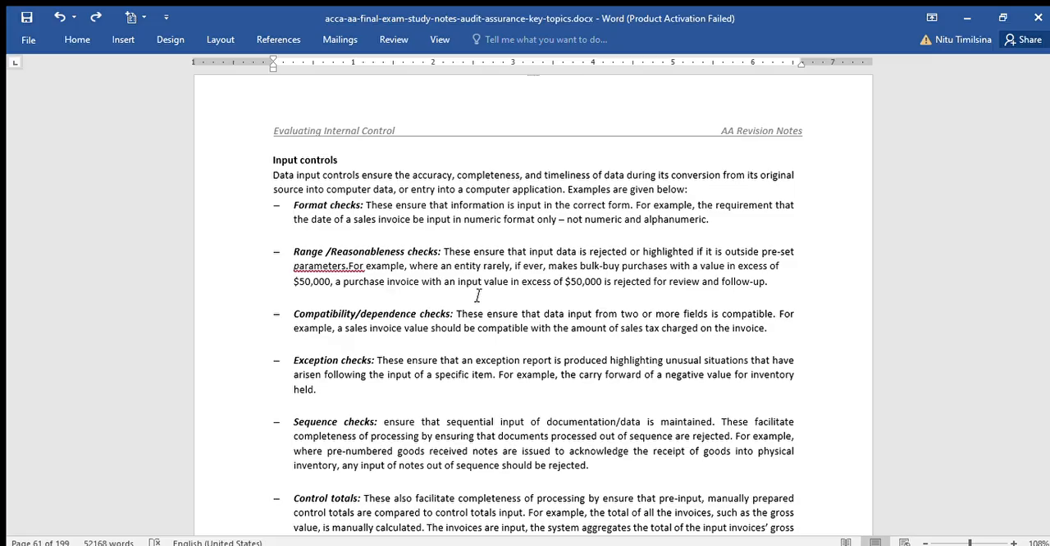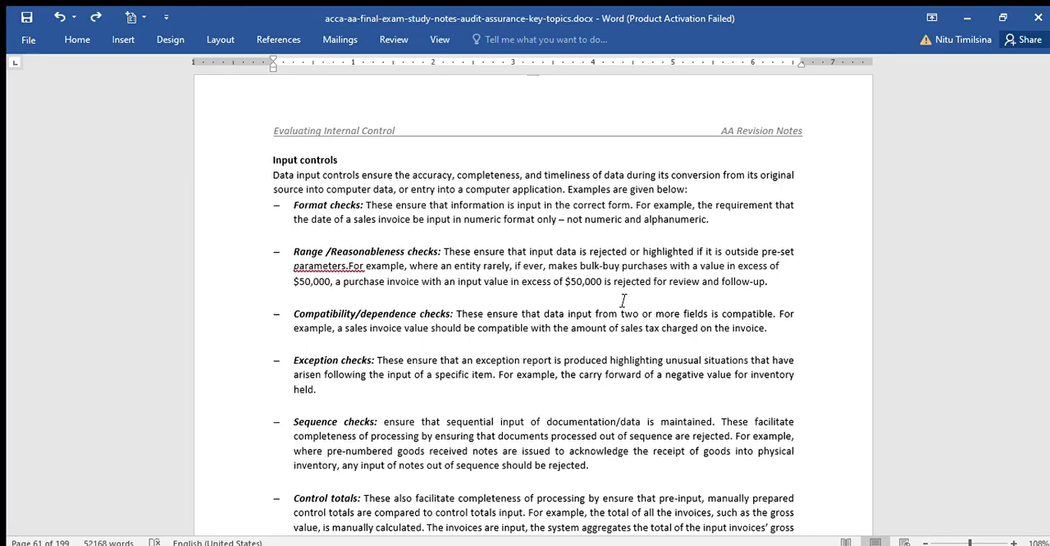Range or reasonableness check. This ensures that input data is rejected or highlighted if it is outside preset parameters. For example, where an entity rarely, if ever, makes a bulk purchase with a value in excess of $50,000, a purchase invoice with an input value in excess of 50,000 is rejected for review and follow up. So, range check is values within limit.